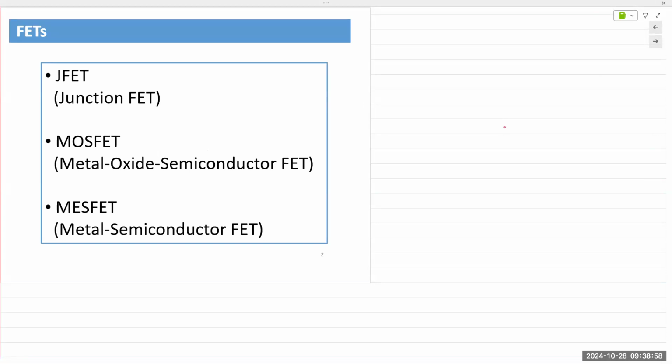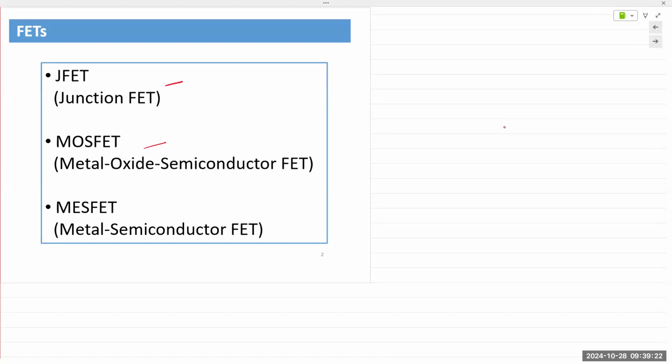So we have three different kinds of FETs: JFETs, junction FET, MOSFET, metal oxide semiconductor FET, and MESFET, metal semiconductor. We will start with the JFET. So we look at a little bit of the JFET construction, some equations governing its operation, and then a little bit of the MOSFET.